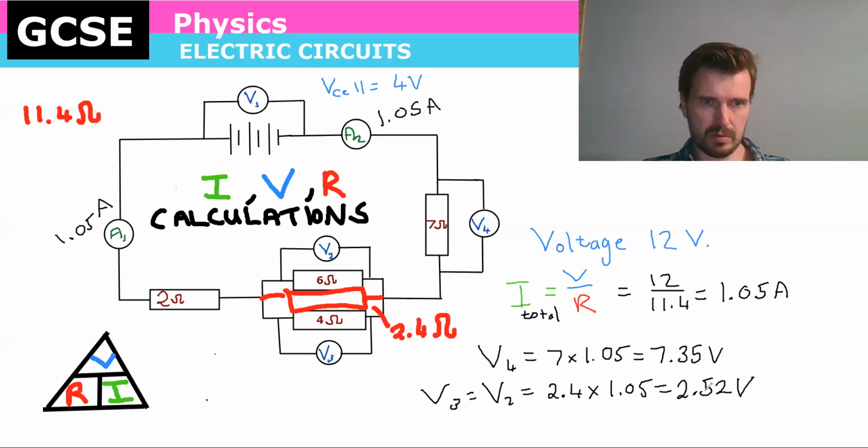12. R equals V over I. So the voltage would be 2 times 1.05, 2.1.